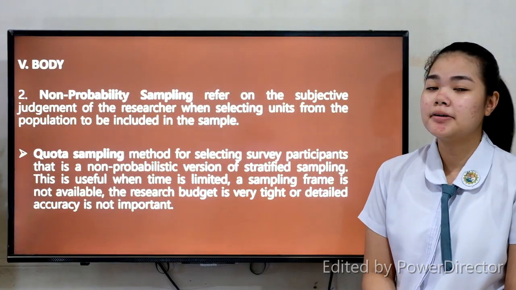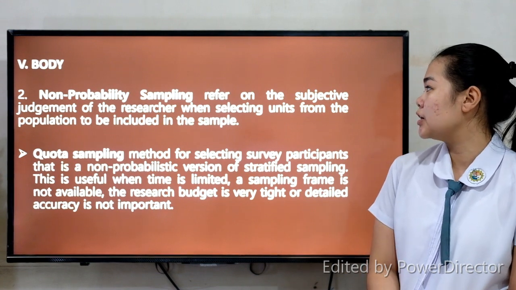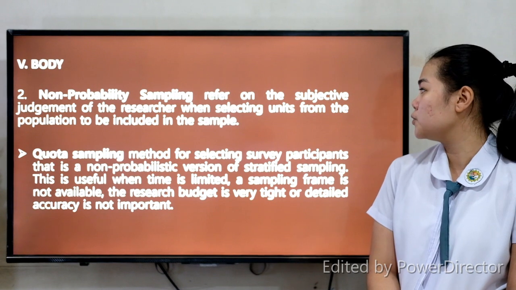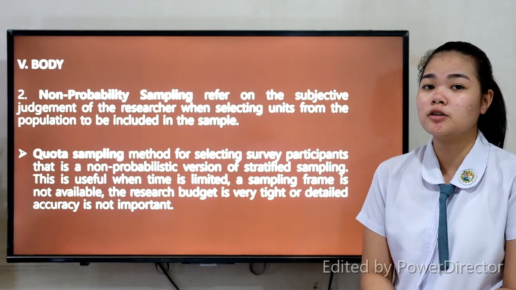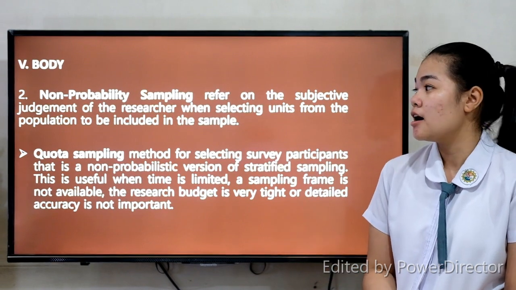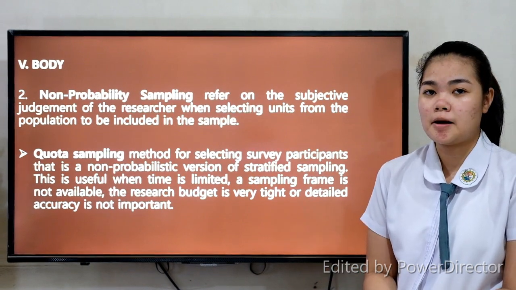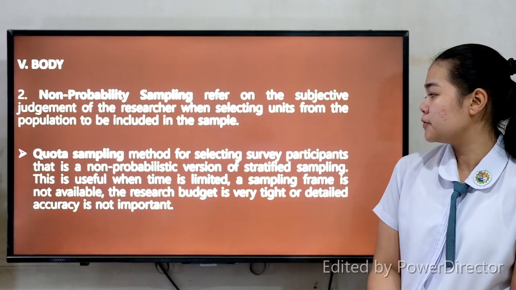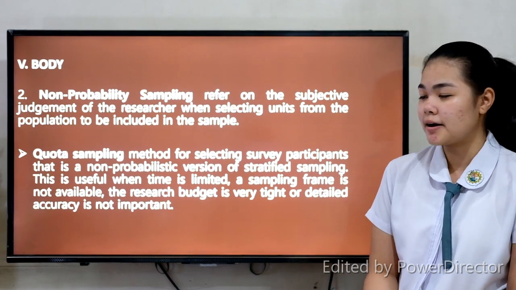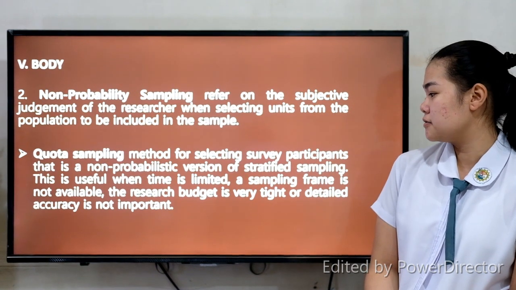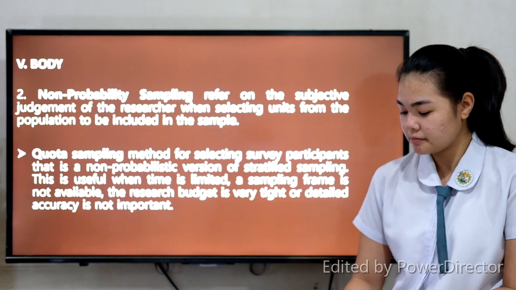Second is the non-probability sampling. This refers to the subjective judgment of the researcher when selecting units from the population to be included in the sample. There are 5 classifications of the non-probability sampling. First is the quota sampling. This is a method for selecting survey participants that is a non-probabilistic version of stratified sampling.